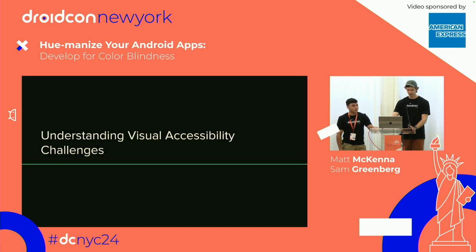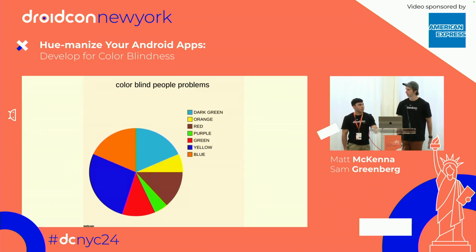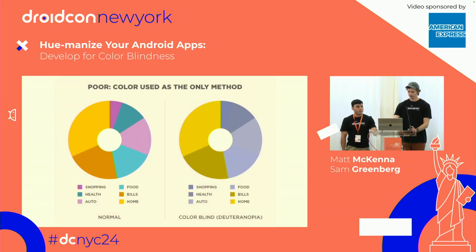Yeah, so getting into understanding some visual accessibility challenges. This is what we're going to coin as colorblind people problems. So this is a graph that is, a bit on the nose, colored a certain way, but purposefully misrepresented, just to emphasize a point. We do have a more realistic example of a budgeting app with a pie chart.